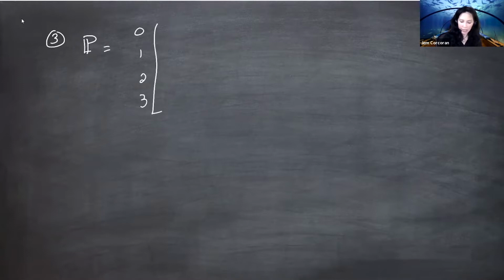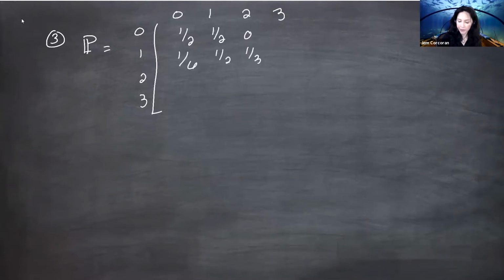So 3 is the bug problem. And let me give you the matrix either to remind you of what you did in the previous assignment or just to get it right. So we're all working from the same matrix. So in 3, the matrix is 0, 1, 2, 3, 0, 1, 2, 3, 1/2, 1/2, 0, 0, 1/6, 1/2, 1/3, 0, 0, 1/3, 1/2, 1/6, 0, 0, 1/2, 1/2.